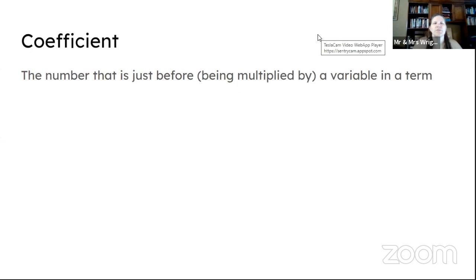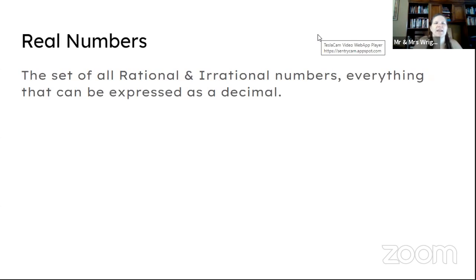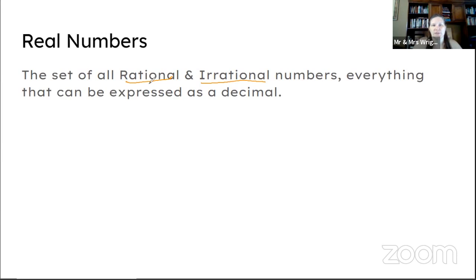Real numbers are any numbers that are either rational or irrational. Both of them together constitute all of our real numbers. So I don't think we've gotten to rational yet. That must be the next slide. But rational and irrational numbers, so basically every number except imaginary numbers.